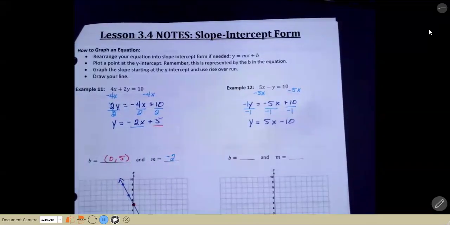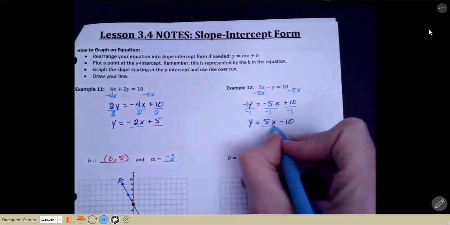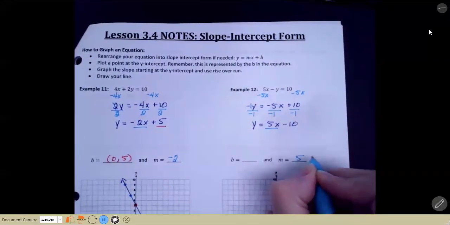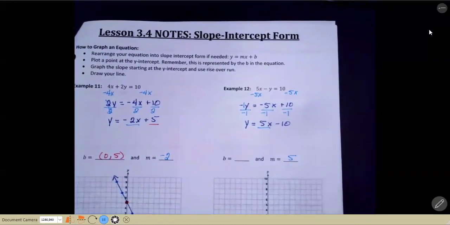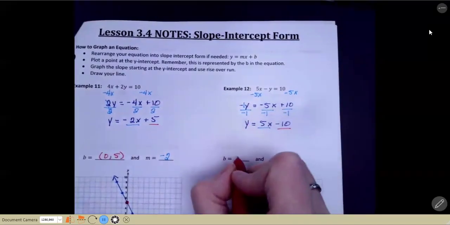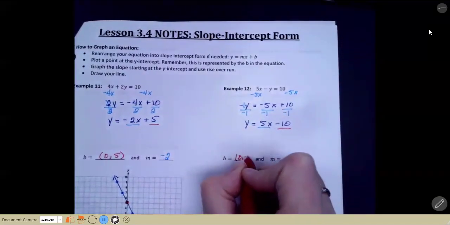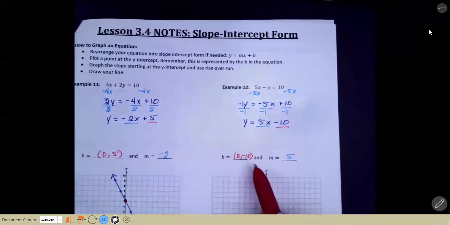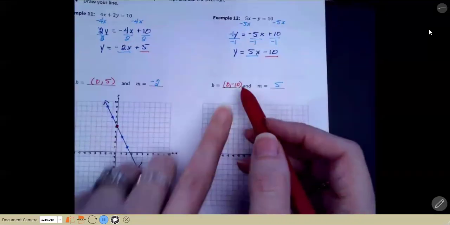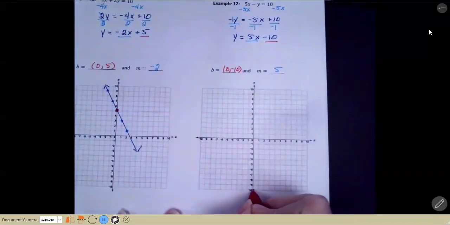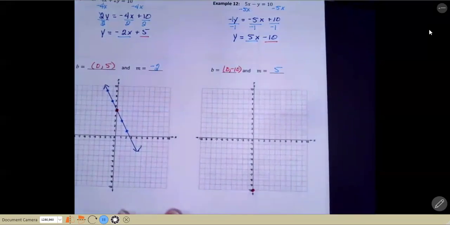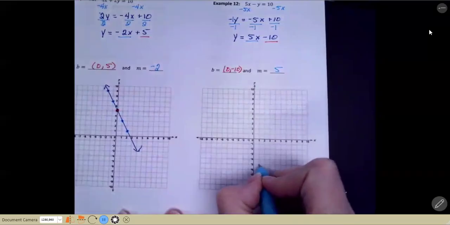Okay, so here is our slope, 5. And here is our y-intercept, negative 10. So 0, negative 10. So I'm going to plot a point at negative 10 on the y-axis all the way down here. And then I'm going to graph my slope of a positive 5. So it'll go up 5 over 1.